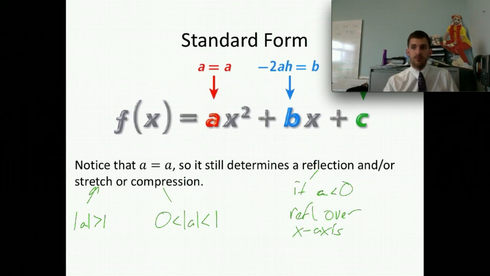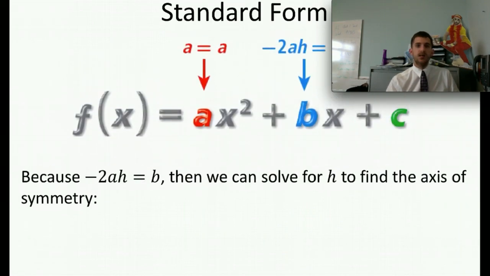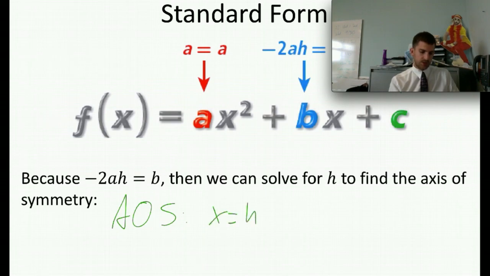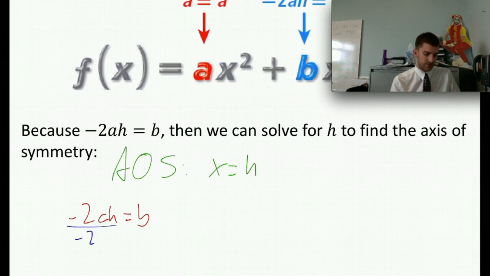Now the b value is going to be a little bit more detail. So let's talk about that. It says because b is equal to -2ah, or the other way around, we can solve for h, the axis of symmetry, to find how it's related to b. So our axis of symmetry, we said, was x equals h. Now right now, we want to get that into a form where we don't have h, we just have whatever's left. So we have -2ah equals b. Let's solve that for h. Well, in order to do that, let's divide both sides by -2a. So we're going to say h equals b over -2a.